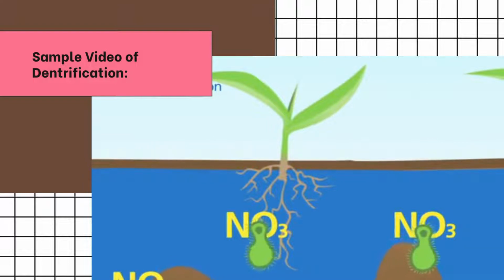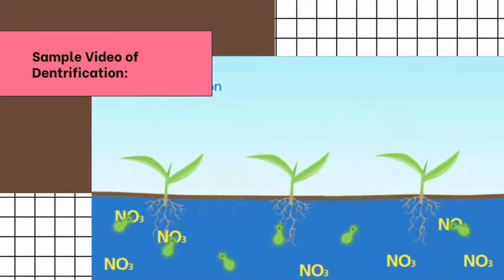Microorganisms strip oxygen from nitrate, producing gases that escape to the air and can mean the loss of up to 60% of your applied N.